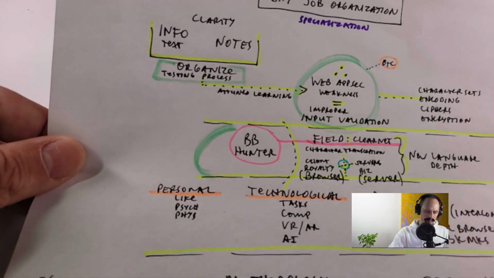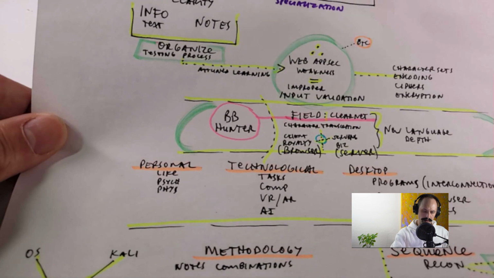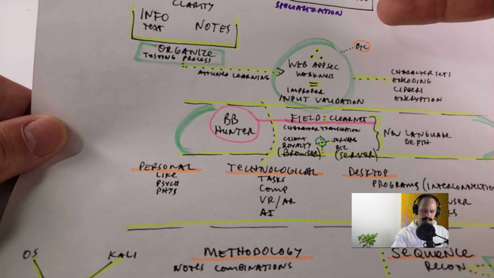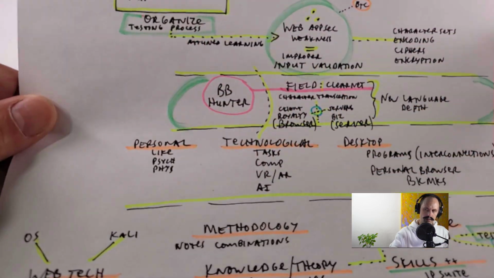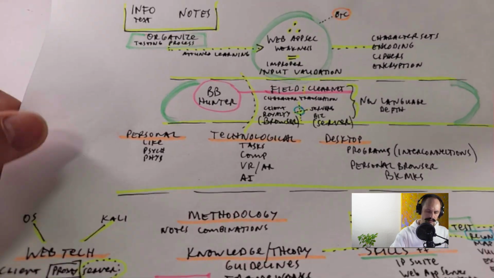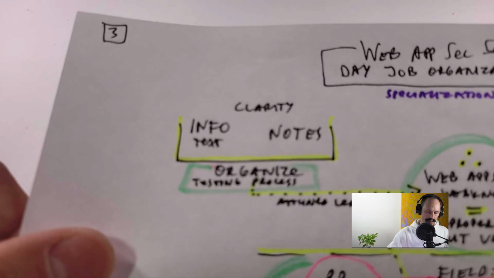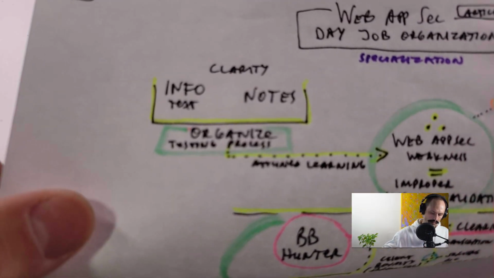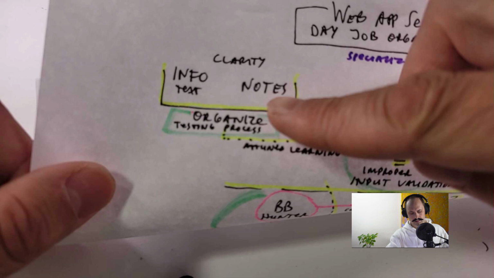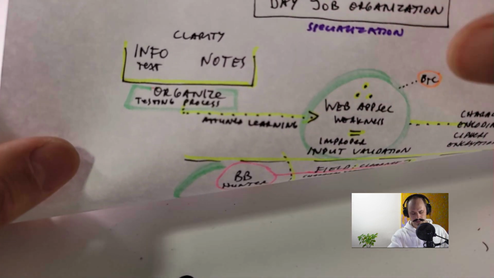So, in short here, we're just clarifying exactly what web application security is in a day job setting. It's my specialization. So this whole thing is about how to organize myself in a day in which I specialize in what I do. As you can see here, it's quite a bit of work to have all these cameras set up. So clarity, having information and text in the right notes and organized makes for attuned learning.